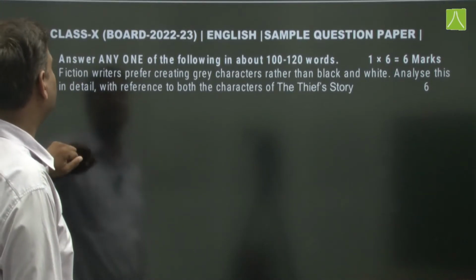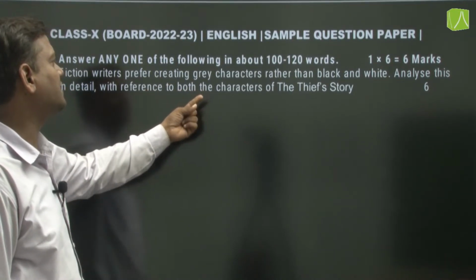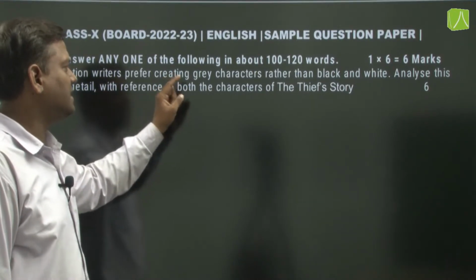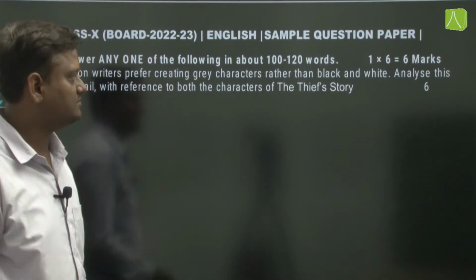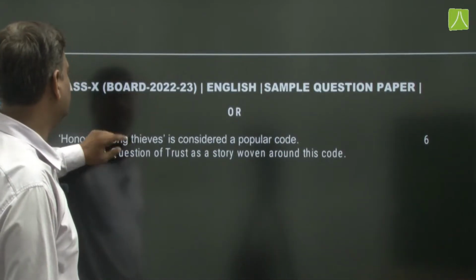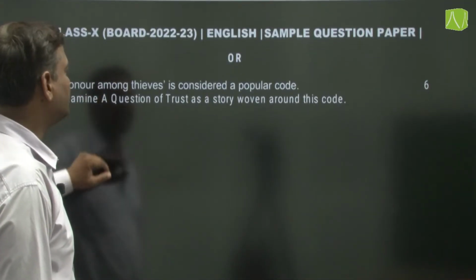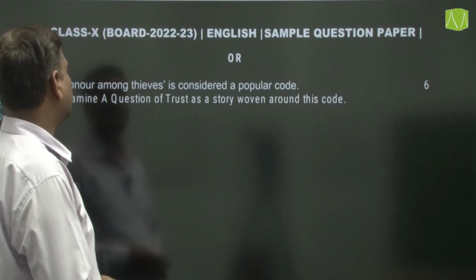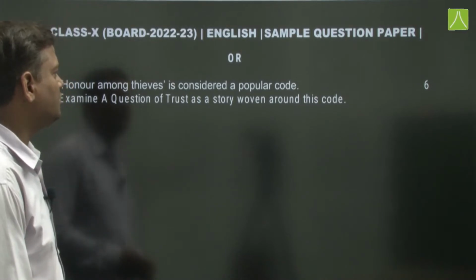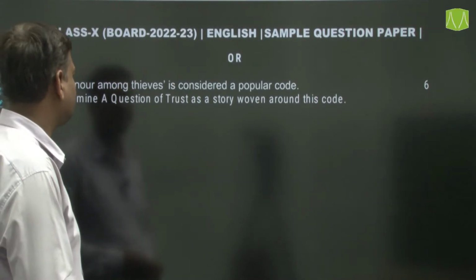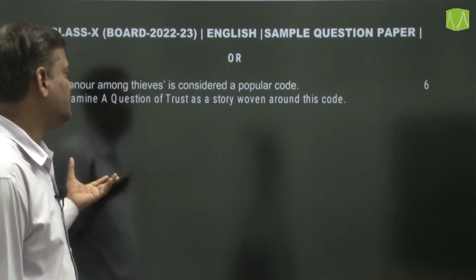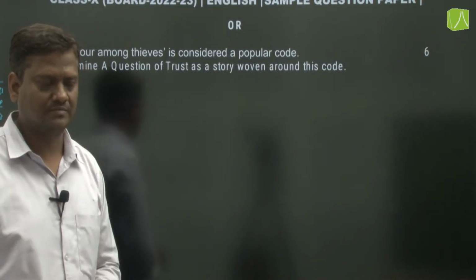Like here is the question: fiction writers prefer creating grey characters rather than black and white. Analyze this in detail with reference to both the characters of the thief story. So you have to answer this question in detail. Or we have the other question: honor among thieves is considered a popular code. Examine a question of trust as a story woven around this code. This question is again taken from the story, The Thief's Story. So you have to attempt any one question.